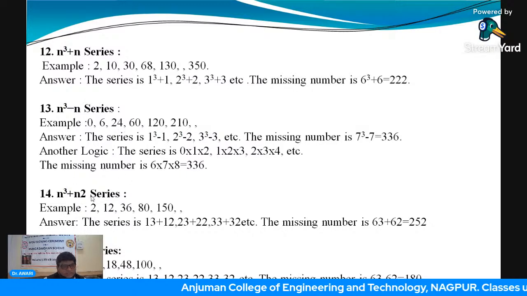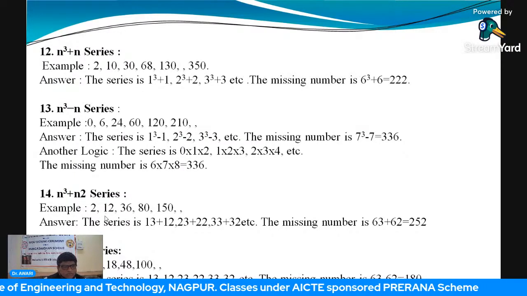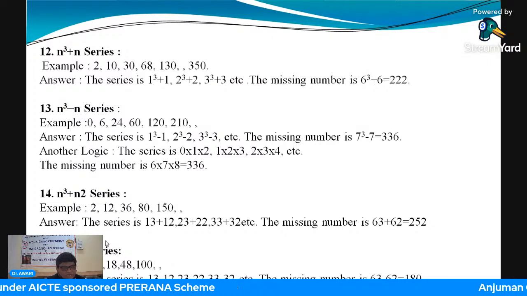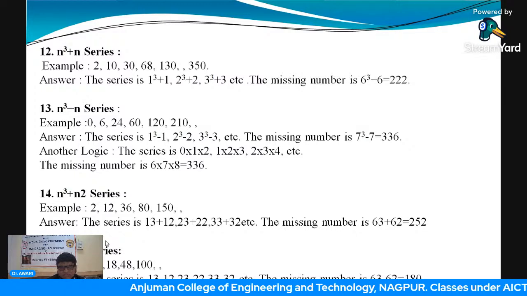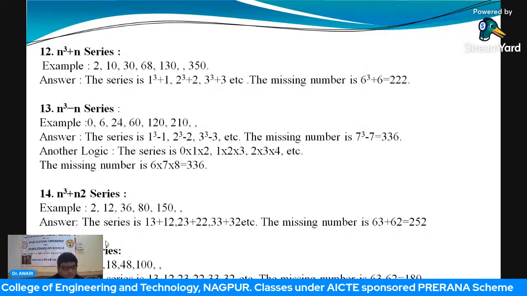Like that. Then the n cube plus n square series, for example 2, 12, 36, 80, and 150. Now in this case you can observe that the series is 1 cube plus 1 square, 2 cube plus 2 square, 3 cube plus 3 square, and the missing number is 6 cube plus 6 square, 252.